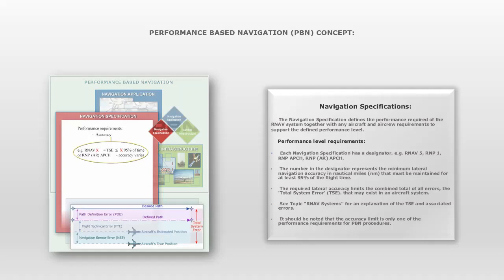The required lateral accuracy limits the combined total of all errors, the total system error, TSE, that may exist in an aircraft system. See topic RNAV systems for an explanation of the TSE and associated errors. It should be noted that the accuracy limit is only one of the performance requirements for PBN procedures.